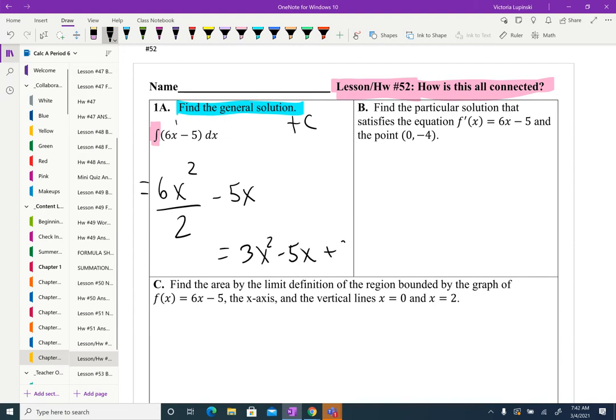And then because this is the general solution, you want to go ahead and add the plus c. So again, this is actually the first thing we started with back in chapter 4, probably about 2 weeks ago, making sure that you can integrate using the formula sheet, and finding the general solution means you have to end with a plus c. So I have to throw it back for a second before we add in the relationship to the new stuff. But any questions so far?